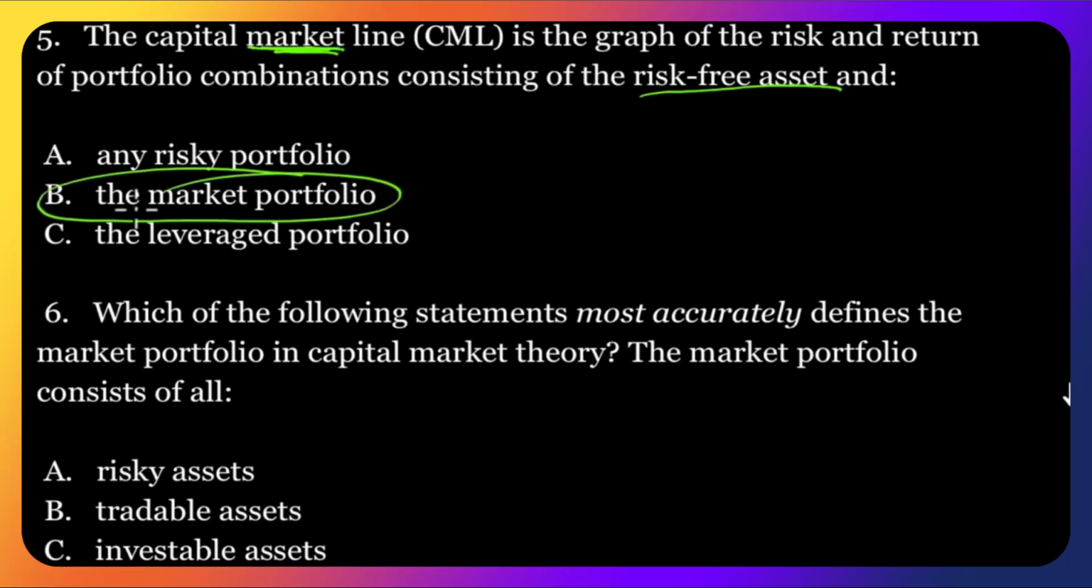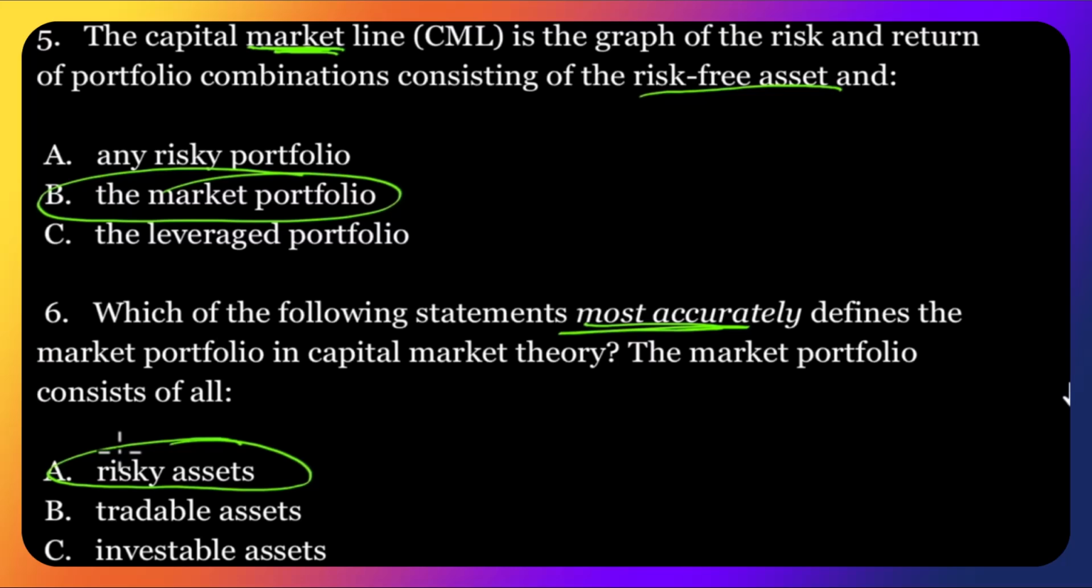There we go. 6, which of the following statements most accurately defines the market portfolio in capital market theory? The market portfolio consists of all risky assets, tradable assets, investable assets. Now you're probably looking at this going, but aren't they all true? I remember tradable, I remember investable, I remember risky, aren't they all true? Well, it's saying most accurate. The most accurate is risky assets, and here's why.